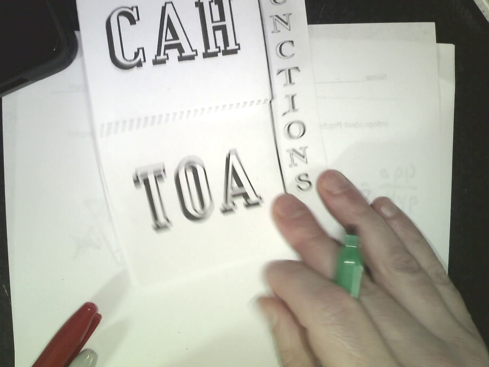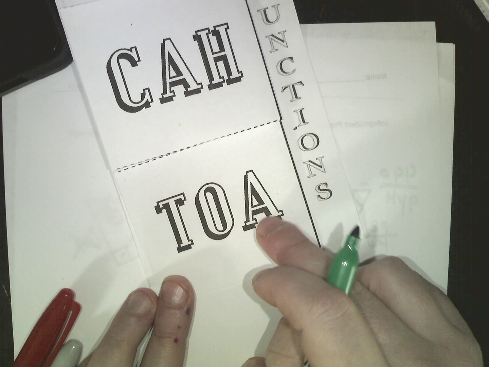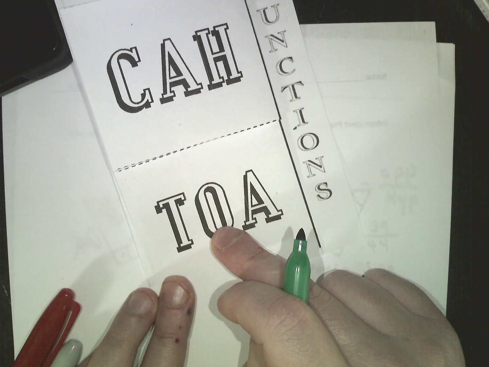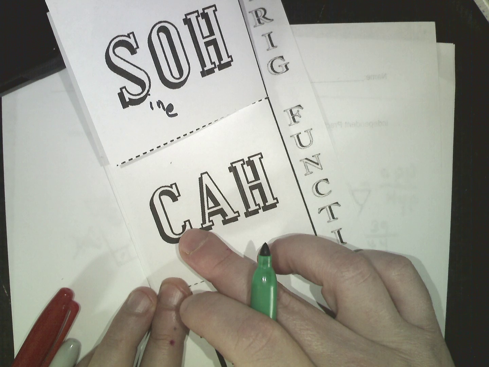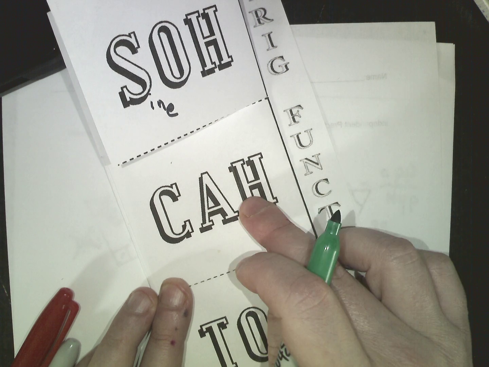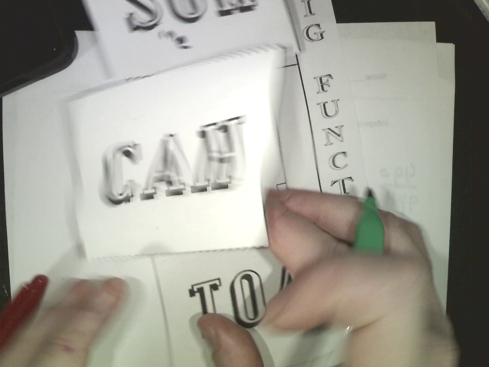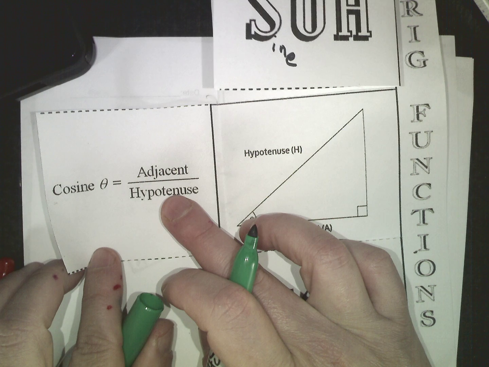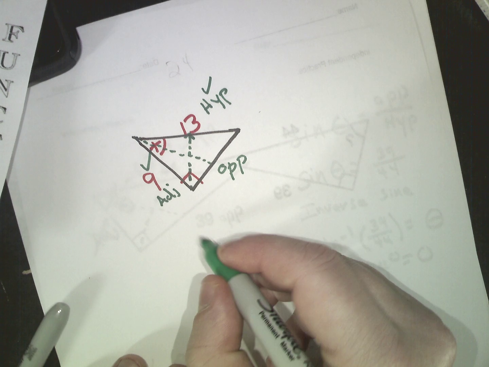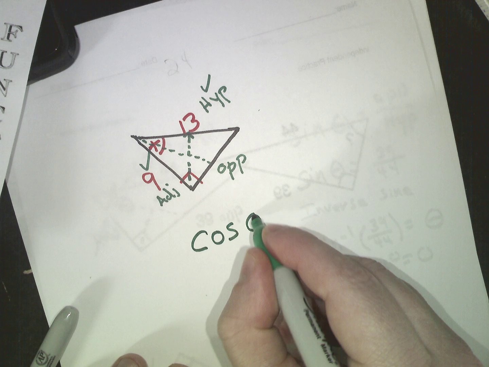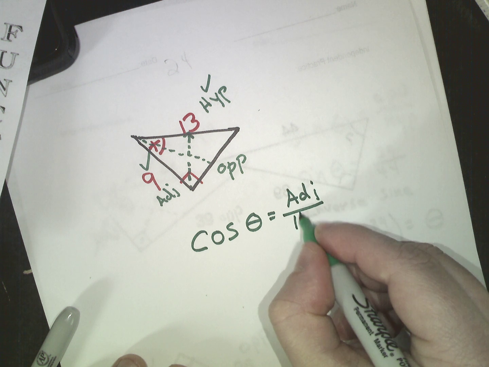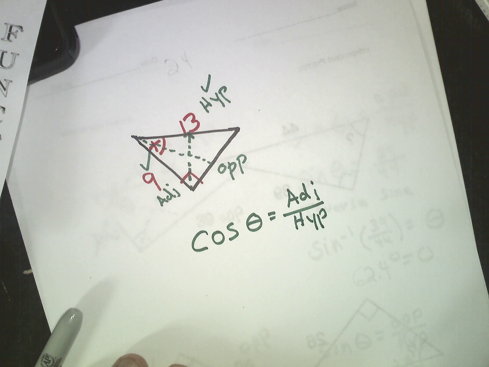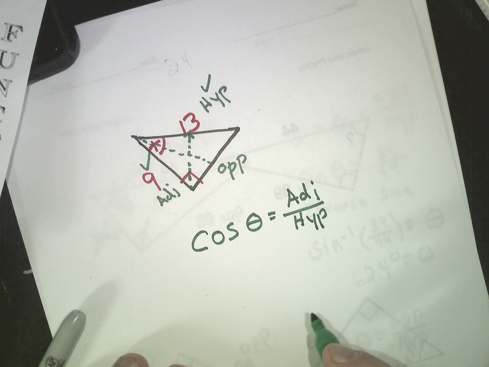You go to the bottom, TOA. We have an adjacent, but again, we don't have an opposite. Can't use this one. CAH: we have an adjacent, we have a hypotenuse. So that's what we're going to use. We're going to use cosine. Okay? So cosine of theta equals adjacent over hypotenuse. Okay, so CAH TOA, right? That's how we remember it.